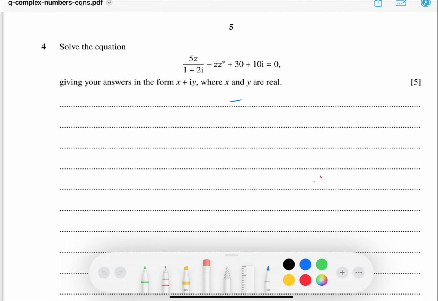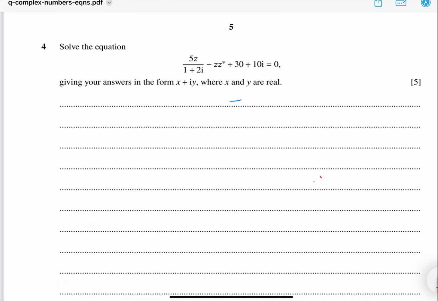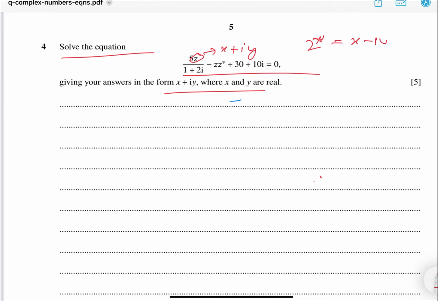So, this is question number 4 in the test, and the question says solve the equation. This is the equation. In this form, the answer is required. Alright. So, z is x plus iy. What would be z conjugate? It would be x minus iy.